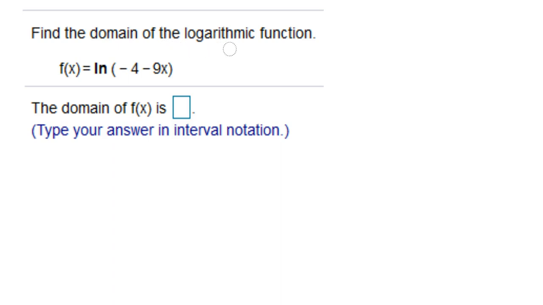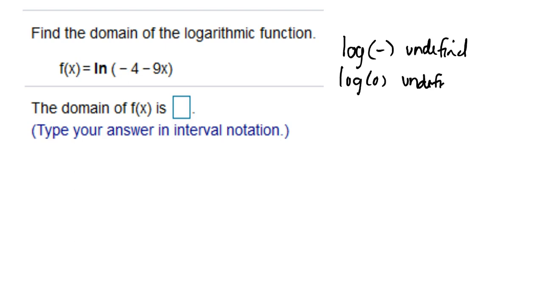Find the domain of the logarithmic function. F of x equals natural log of -4 minus 9x. So what we should know is that logs are only defined for positive values. So you can't take the log of a negative. So log of a negative is undefined, and log of 0 is undefined. The only thing that is defined is log of a positive.